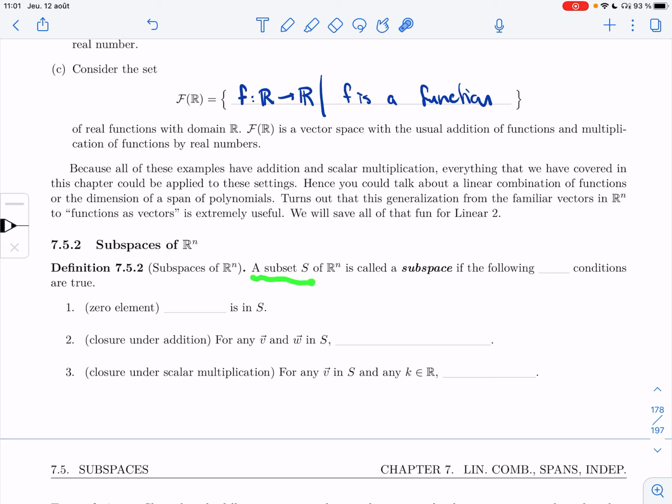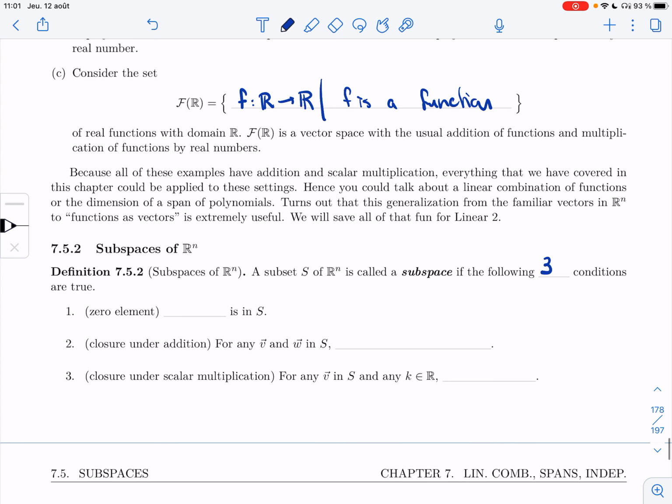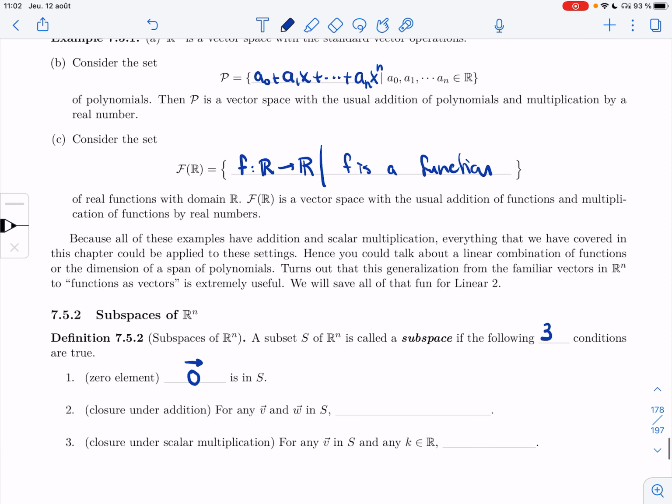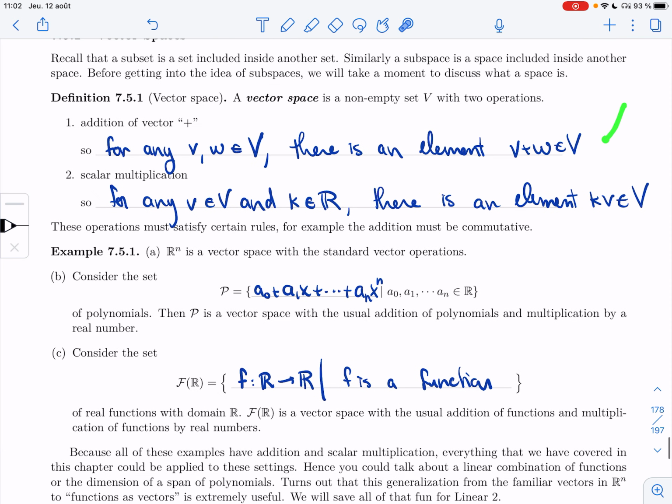So a subset S of Rn is called a subspace if the following three conditions are true. So first of all, the zero element. So the zero vector is in S. Second, I can add things in S, and you can see that is a lot like this.